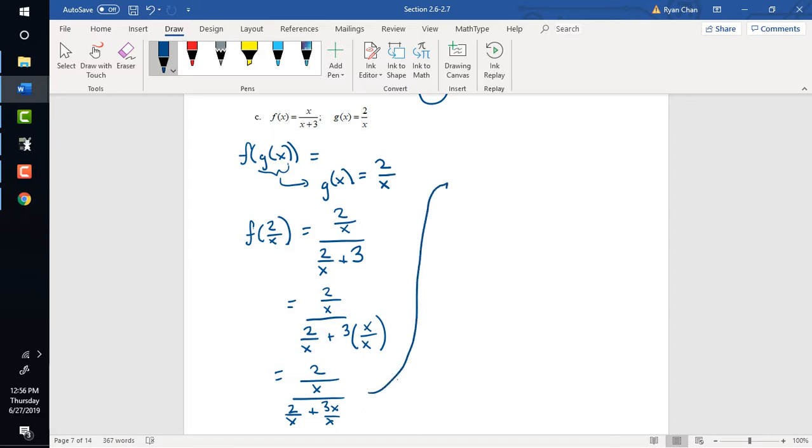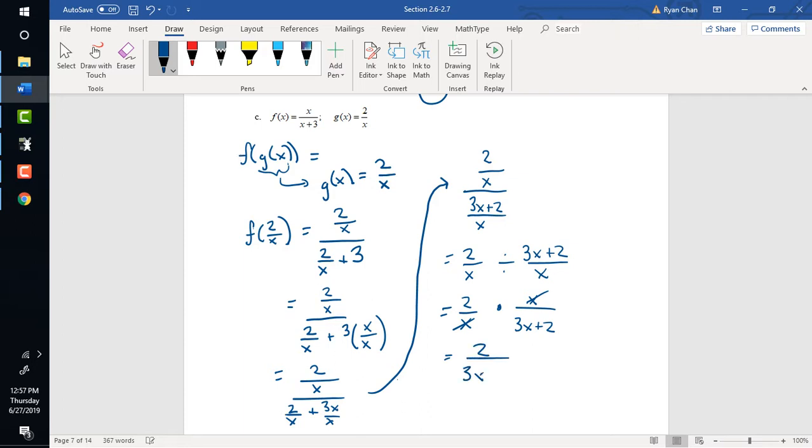And continue on, and I'm combining the bottom portion. It's going to be 2 over x all over 3x plus 2 over x. You have a fraction over a fraction. This equals 2 over x divided by 3x plus 2 over x. So you'll multiply by the reciprocal. Then the x's cancel. I'm left with 2 over 3x plus 2, and that is my final answer.